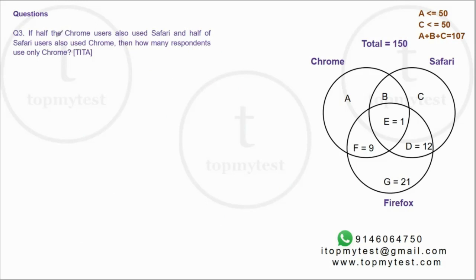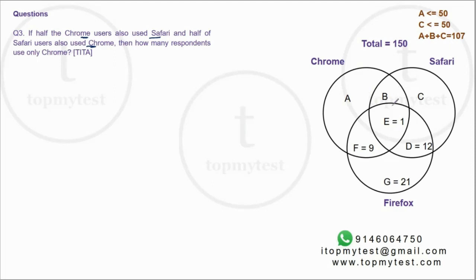Question number 3. If half the Chrome users also used Safari and half of the Safari users also used Chrome, then how many respondents use only Chrome? Okay, so let's use a symmetry here which is given to us. It's not very difficult to use a symmetry. That will be easier for us. Okay, so let's do it for Chrome. Half the Chrome users use Safari as well.